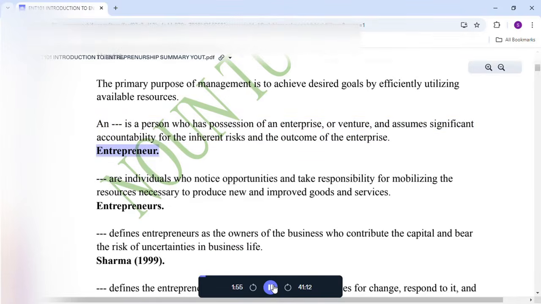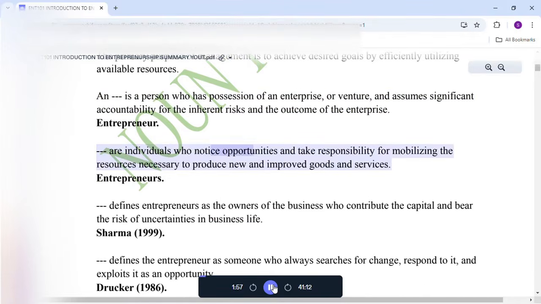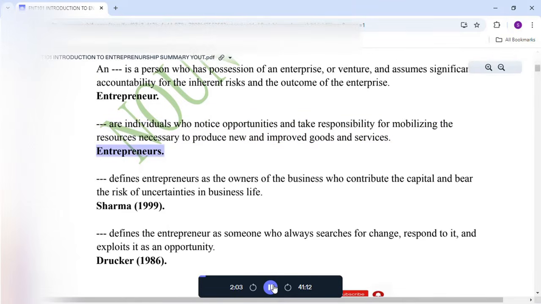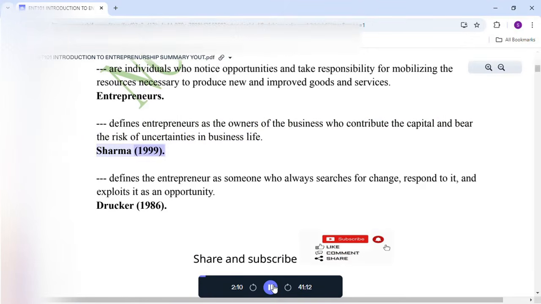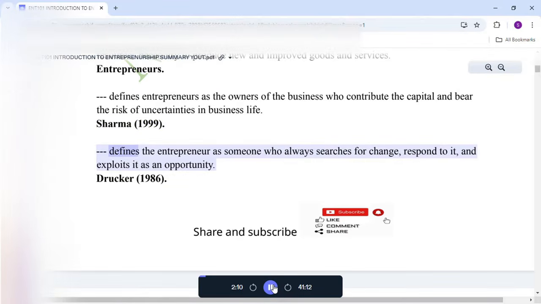Entrepreneurs are individuals who notice opportunities and take responsibility for mobilizing the resources necessary to produce new and improved goods and services. Sharma defines entrepreneurs as the owners of the business who contribute the capital and bear the risk of uncertainties in business life. Sharma, 1999. Drucker defines the entrepreneur as someone who always searches for change, responds to it, and exploits it as an opportunity.